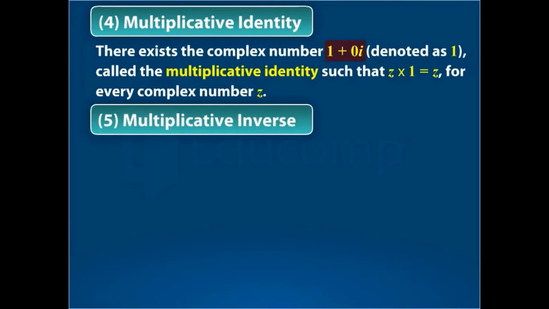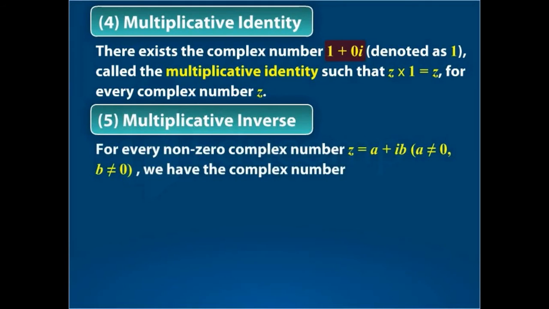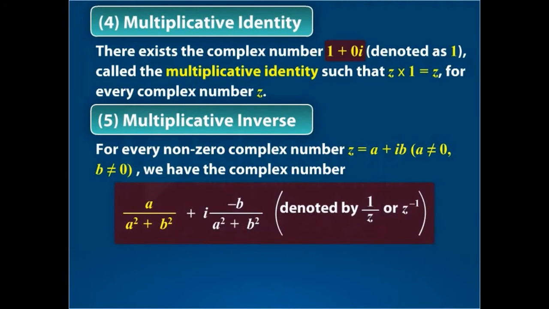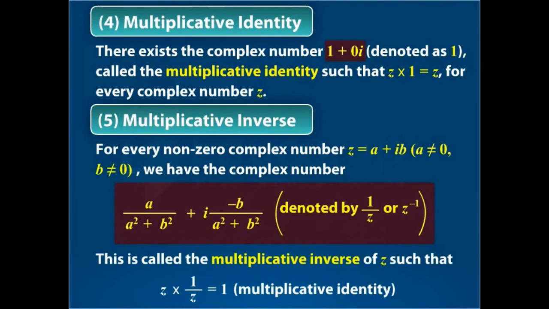Existence of a multiplicative inverse. For every non-zero complex number, we have the complex number a upon a square plus b square plus i minus b upon a square plus b square. This is denoted by 1 upon z or z inverse. This is called the multiplicative inverse of z such that z into 1 upon z is equal to 1, which is the multiplicative identity.